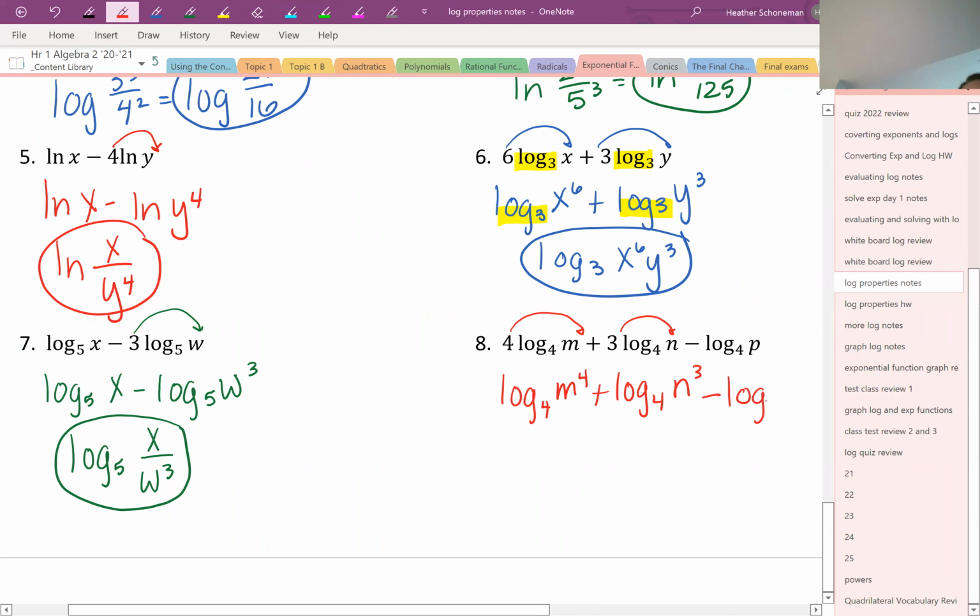So we got log base 4 of p. Okay, now we want to smash them together. Well, the addition means I need to multiply the m and the n, but the minus means I got to divide by p. So when I rewrite it, I'm going to have log base 4 m to the 4th n cubed all over p. And that's it.